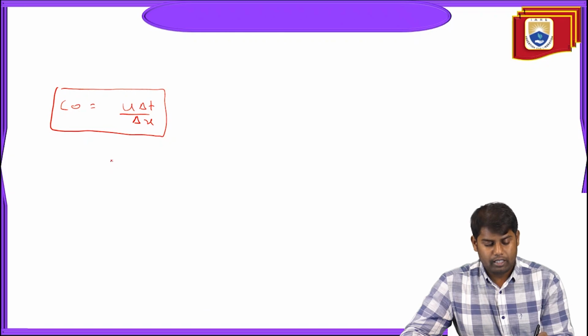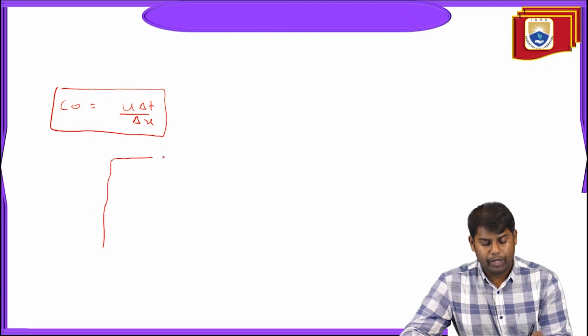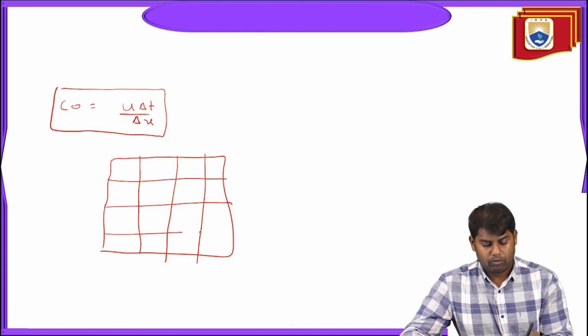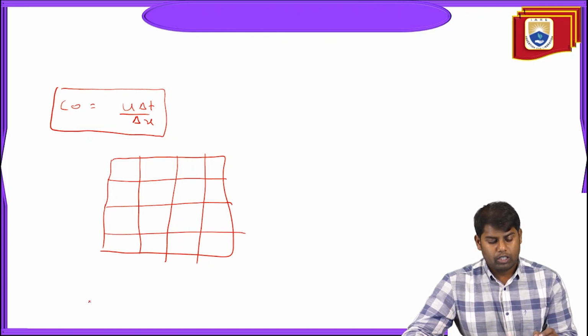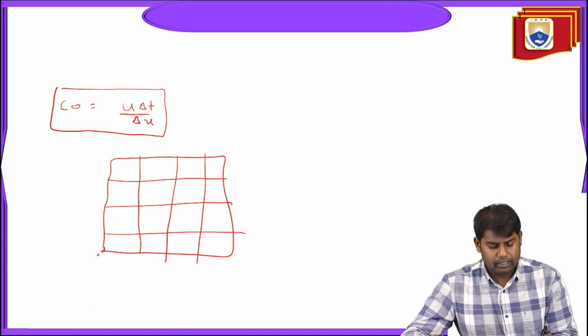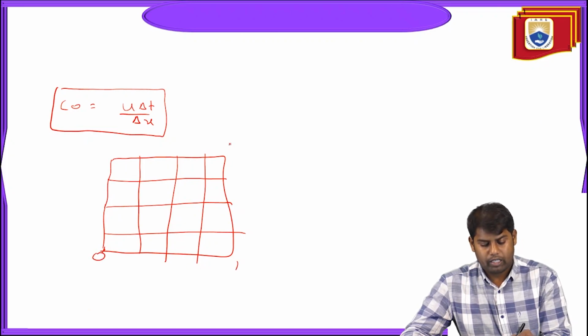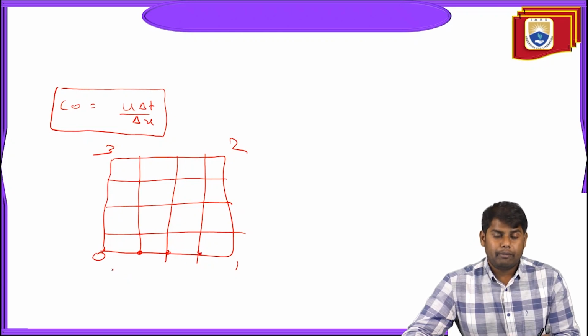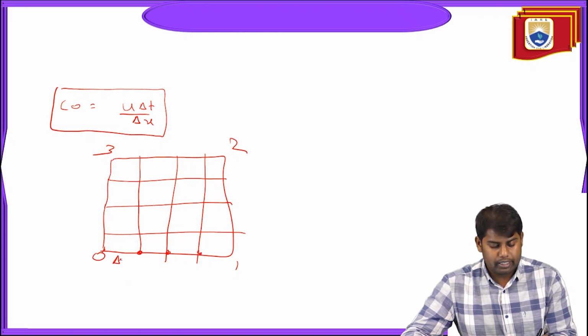Now let us consider again the 2D mesh. Now what do we have actually? Let us take this as 0, 1, 2, 3. This is the naming which I have given. Now the spacing between two grid points along the X direction we call delta X. The spacing between two grid points along the Y direction is called delta Y.